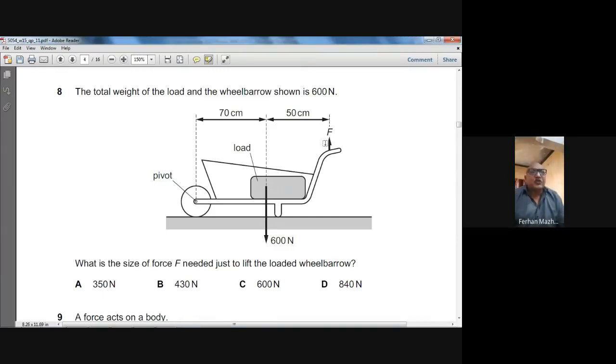And you know, if this is the pivot, the moment arm, or the perpendicular distance between the pivot and the line of action of this weight of 600 newton, is 70 centimeter. And the moment arm of this F, the perpendicular distance between the line of action of the force and the pivot, is 120 centimeter. So we will use the principle of moments that says the anti-clockwise moment is equal to the clockwise moment, and we will put these values, and very easily we can find out the value of F. Let me show you my work. I have done this on a paper.